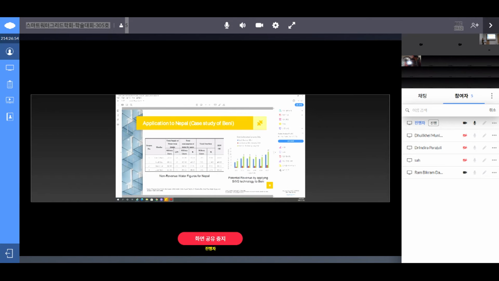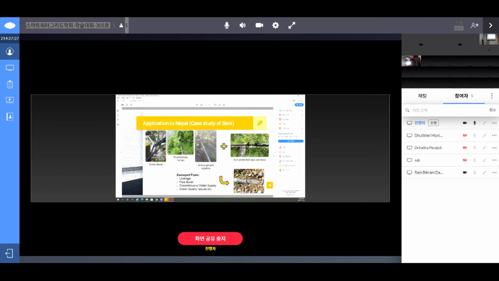So you can see that here it's been broken down by seasons, by month, but you can see that in some cases we've got more than 40% of non-revenue water. So that means more than 40% of the water is lost through the process, basically, and doesn't bring any money to the utility. And some studies have also shown that here the unit is Nepalese rupee, and you see that in the case of application of smart water grid technology to Beni, we could save as much as 12 million Nepalese rupee as a benefit of the implementation of this technology.